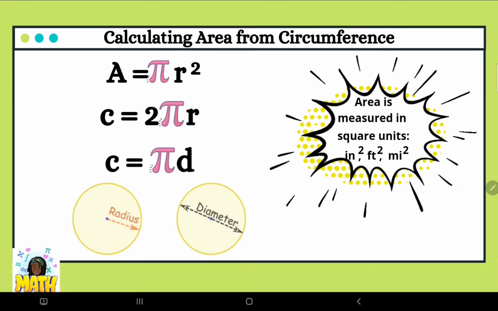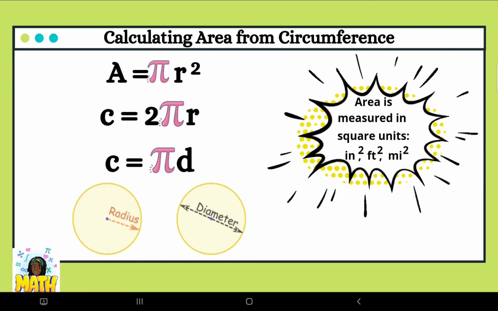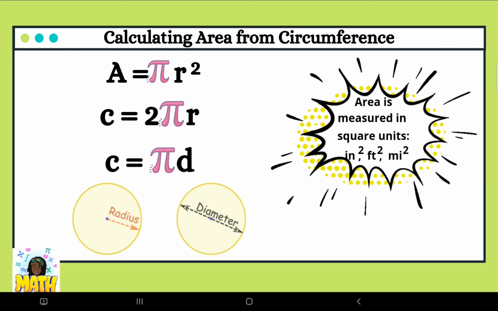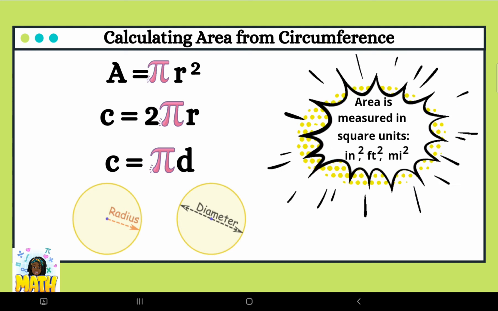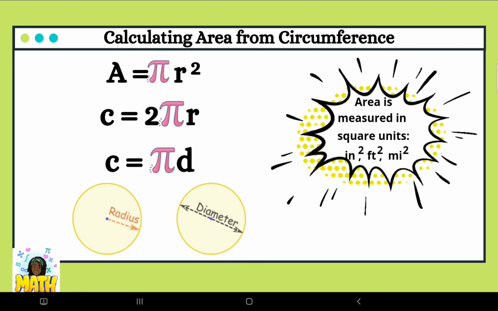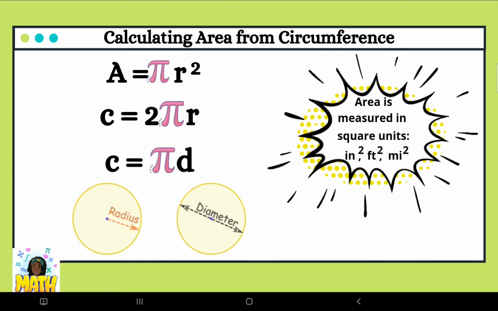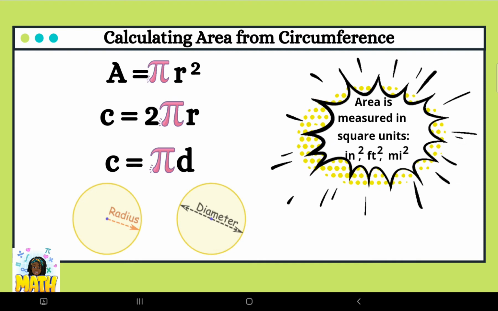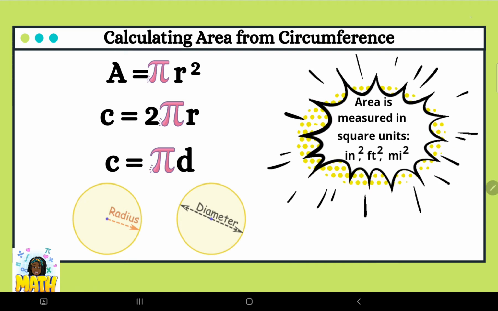Our formula for calculating the area of a circle is A equals pi r squared, and our formulas for the circumference are C equals 2 pi r or C equals pi d, where r represents the radius and d represents the diameter. Whenever we calculate area, our measurement is in squared units, so it would be inches squared, feet squared, miles squared, and so on.